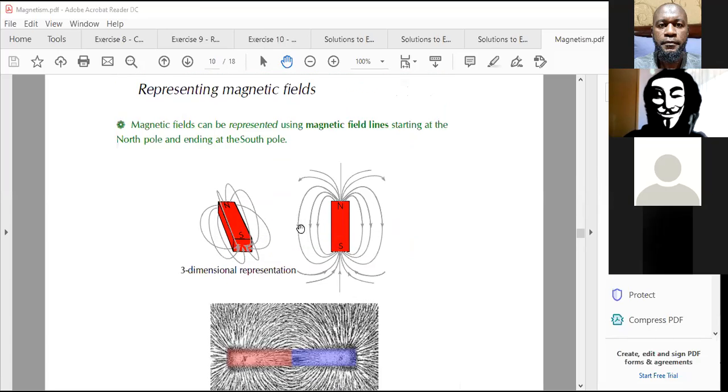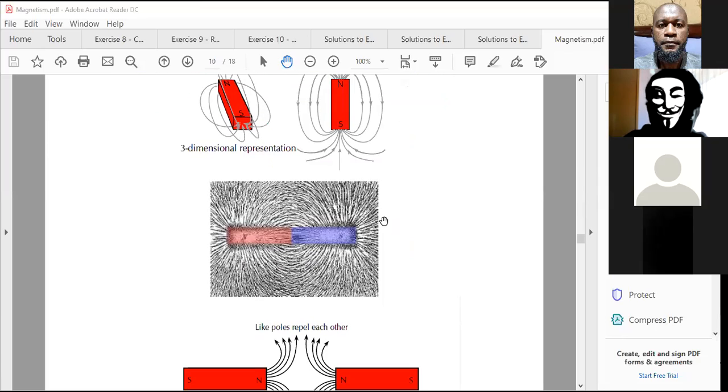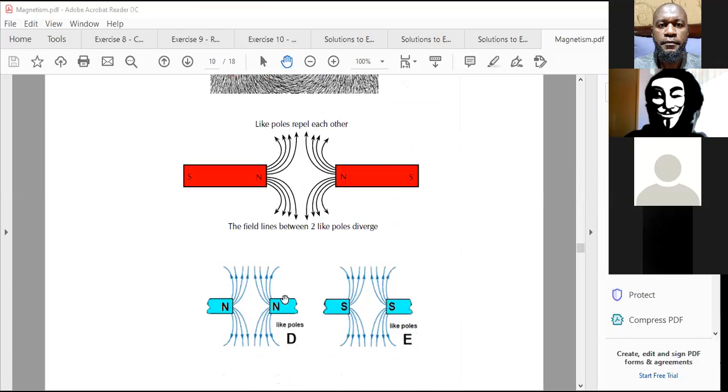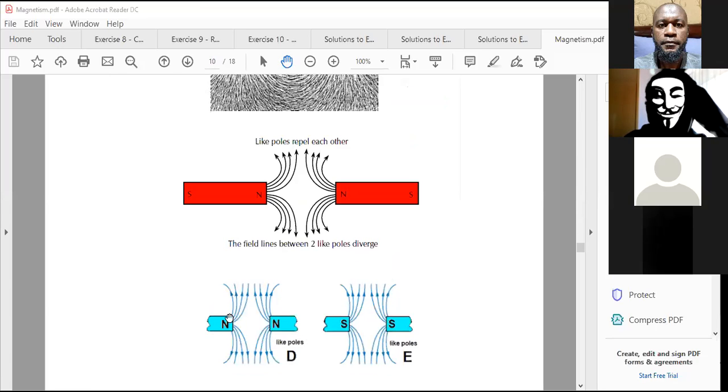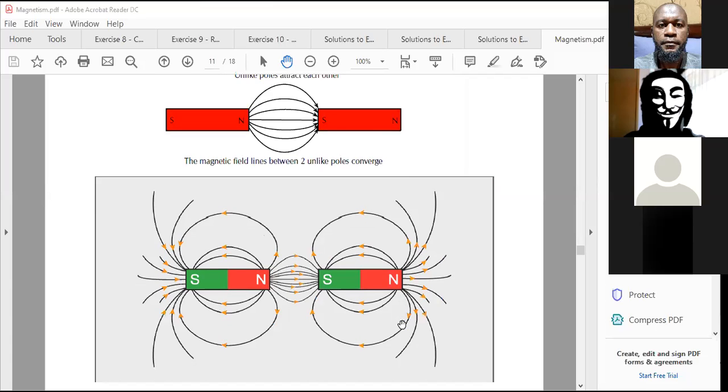Then you've got your magnetic field lines, how to represent them. So that's what you have there, right? These are iron filings and they're magnets, so you're gonna have something like this, right? Then your magnetic field for poles that are repelling, this is what you're gonna have. So it can be north and north, they still repel because they are the same. South and south, they still repel. All right, so that's what you have there.